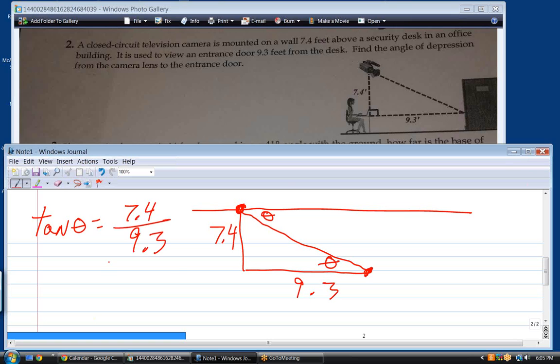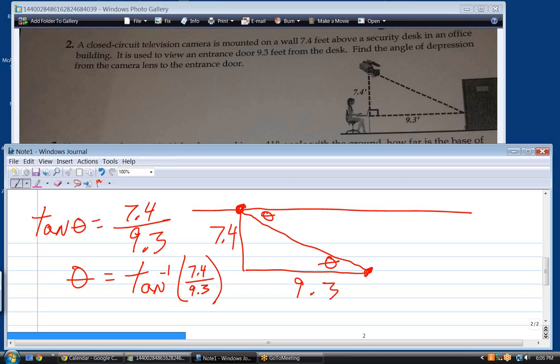Okay, so how do we solve for theta? Since that's what they're asking for. Don't you take the tangent to the -1? Well, that's called either arctan or inverse tan. What's your class call it? We haven't really talked about it again. Okay.